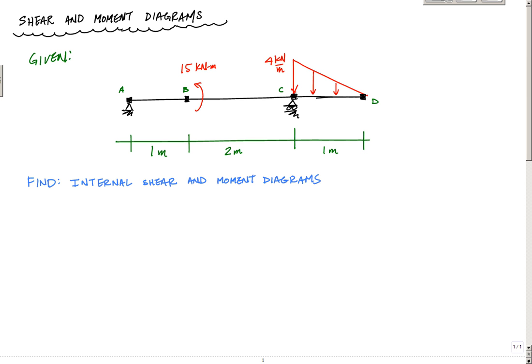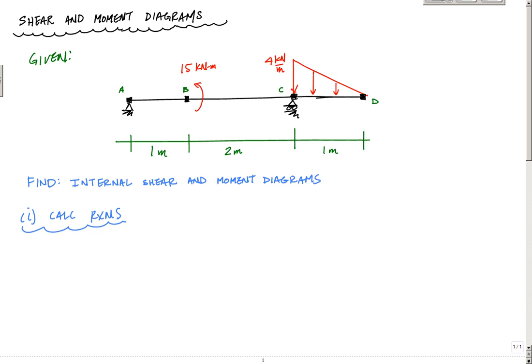Here in this one, I'm going to show you how to handle a concentrated moment and a linearly distributed load, and we're going to find the internal shear and moment diagram. So the first thing you want to do, as with any shear and moment diagram, is to calculate the reactions. Okay, so let's calculate the reactions.